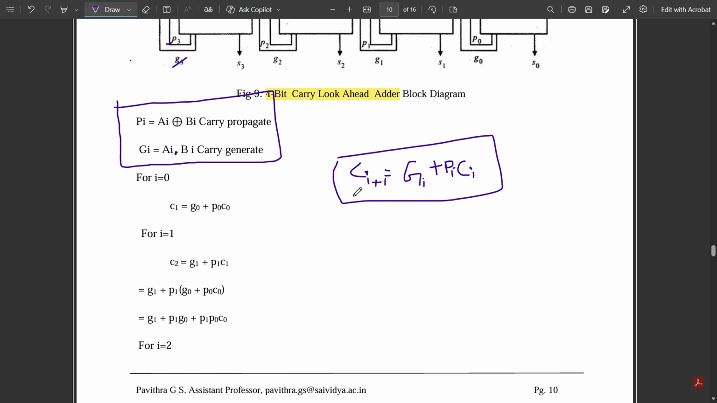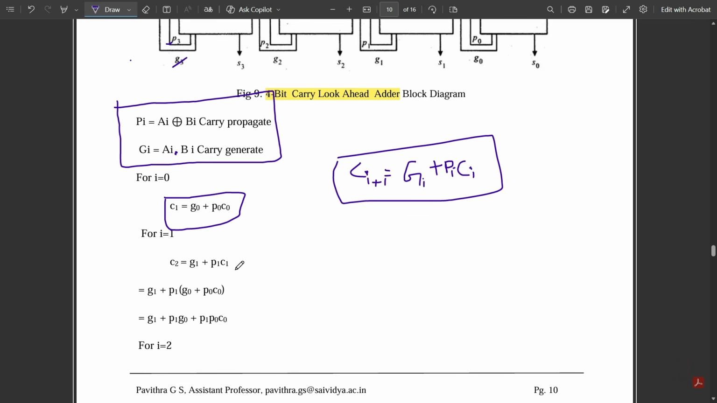So C1 is equal to G0 plus P0 into C0. So this is the value of C1 we get, that is the first carry stage. Next is for i is equal to 1, that is 1 plus 1. So C2 we would be getting, that is equal to G1 plus P1 into C1.